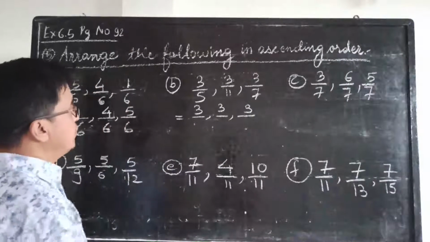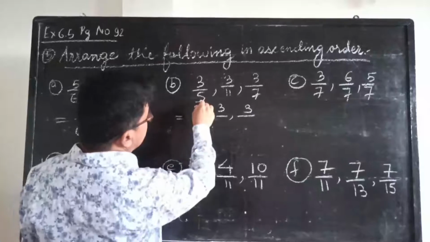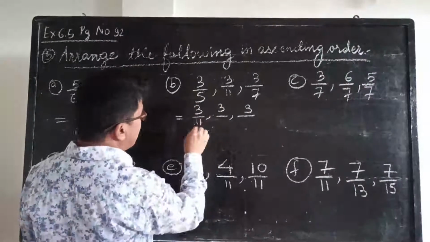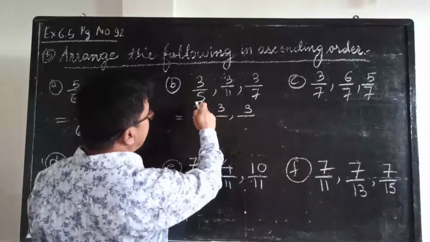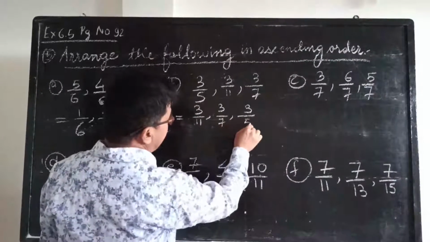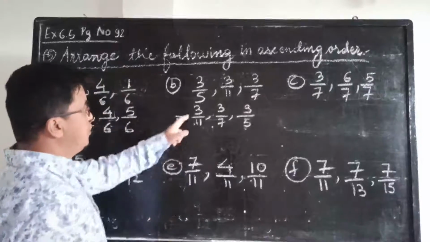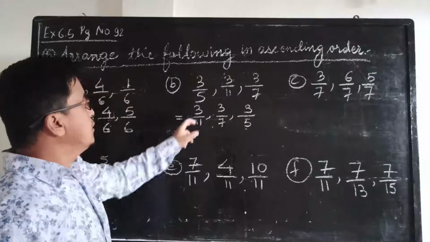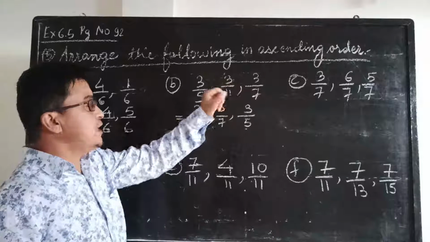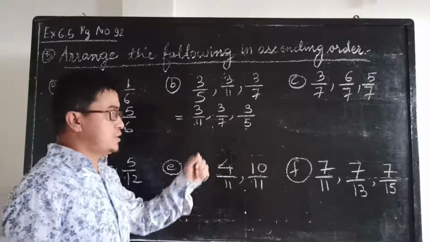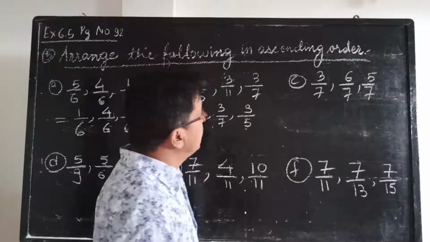That is the smallest one. There is 5, 11 and 7. So which is biggest? 11. 11 is the smallest. Now 11 finished. Now 5 and 7. Which is big? 7. And last one 5. So 3 upon 11, 3 upon 7 and 3 upon 5. So when the denominators are different and numerators are same, the fraction having the largest denominator is the smallest. Okay.